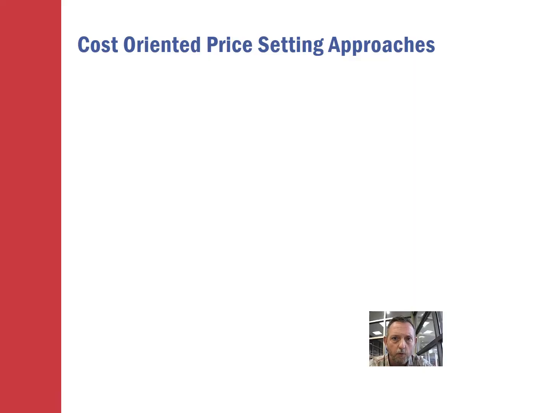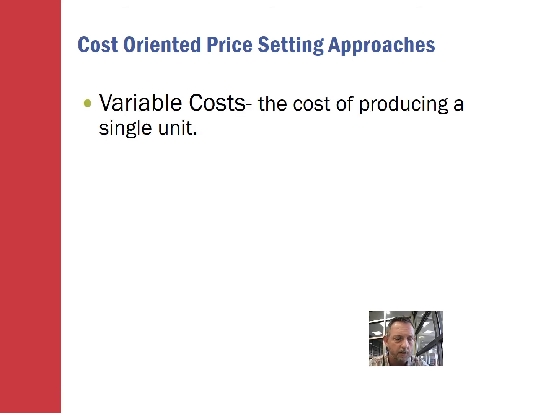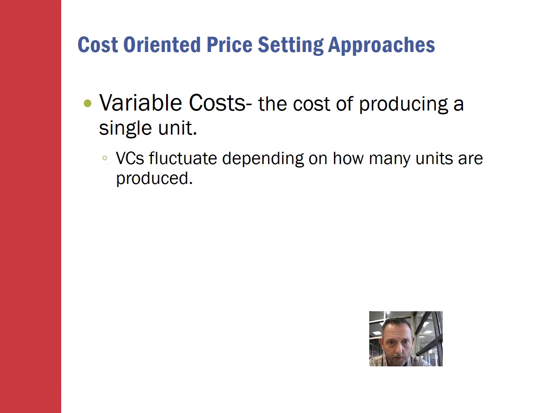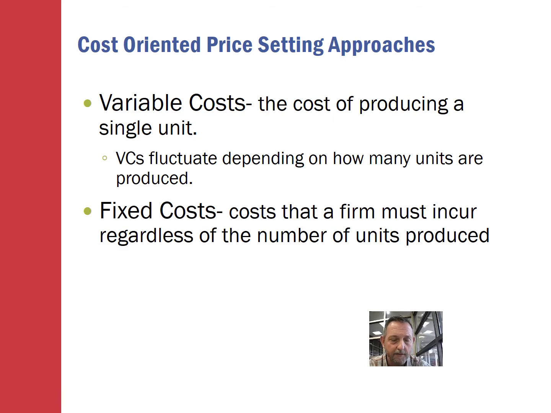So moving forward, when we start looking at cost-based pricing strategies, what are we dealing with? Well, first and foremost, we need to understand what costs are in order to be able to build our pricing model. A variable cost is a cost that can be associated to producing a single unit of product. Variable costs fluctuate depending on the number of units that are produced. So the more units that are produced, the more variable costs that you may have.